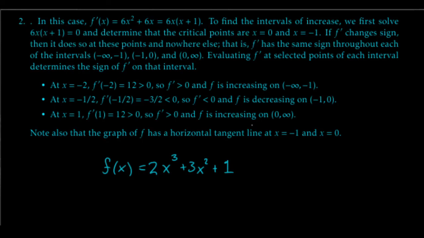Notice from this, just because we did solve and set the derivative equal to 0, we can tell that the graph of f has a horizontal tangent line at both x equals negative 1 and x equals 0. Cool. Couple of examples down. Let's do some more.